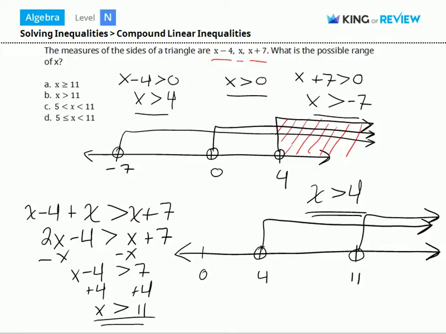And again, I'll show the intersection between these two inequalities in red. So the shaded region in here shows the intersection of x is greater than 4 and x is greater than 11. So what is this intersection? This intersection is x is greater than 11. And that's our answer. B is correct.